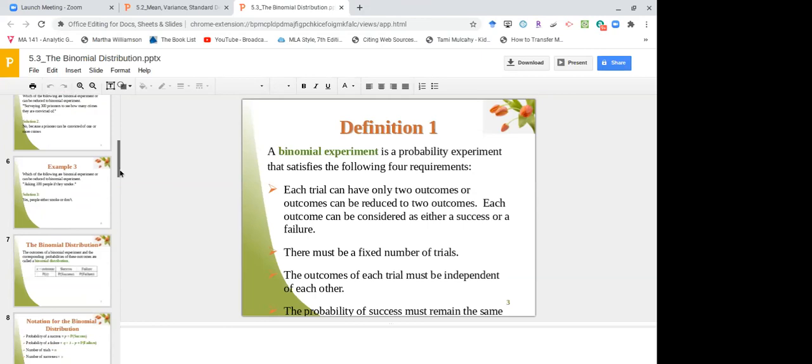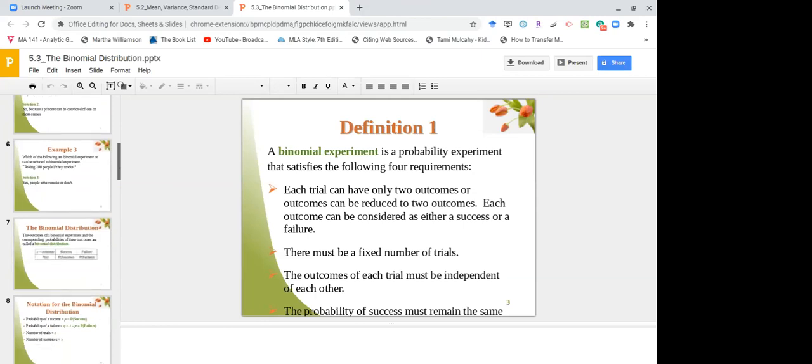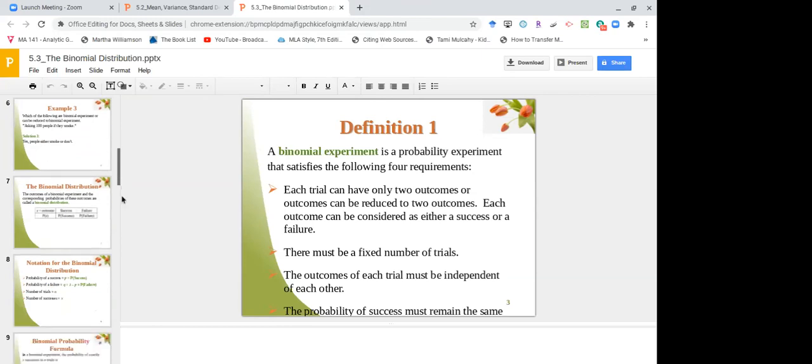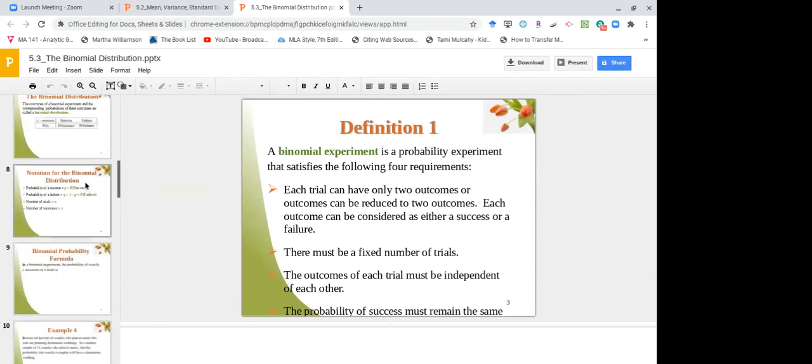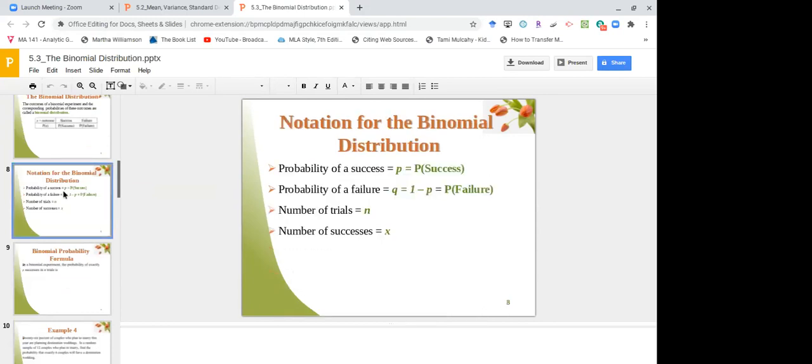So we talk about distinguishing those. We also talk about notation for a binomial distribution. And there's something that I want to point out here. When you get to binomial distributions, we have, as I mentioned, two outcomes, success or failure.